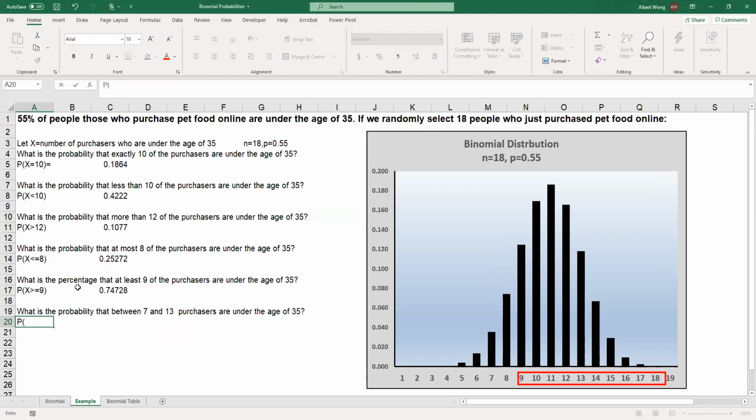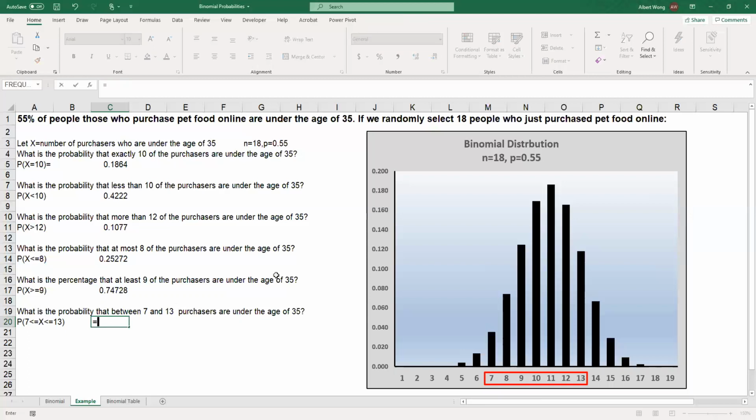The last one. What's the probability that between 7 and 13 purchasers are under the age of 35? So what we're looking for is 7, including 7, inclusive, and also include 13. So 7 to 13, right? This is what we're looking for. So the question is, how do we calculate? Well, we can accumulate from 0 to 13 minus from 0 to 6.